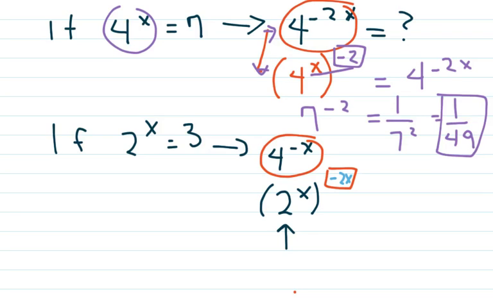Because if you work that out, that would give you 2, not negative 2x, just negative 2, sorry. That would be negative 2. Because that would give you 2 to the negative 2x. Or you could square that and that would be 4 to the negative x. Okay, so I would write 3 to the negative 2, which equals 1/9.